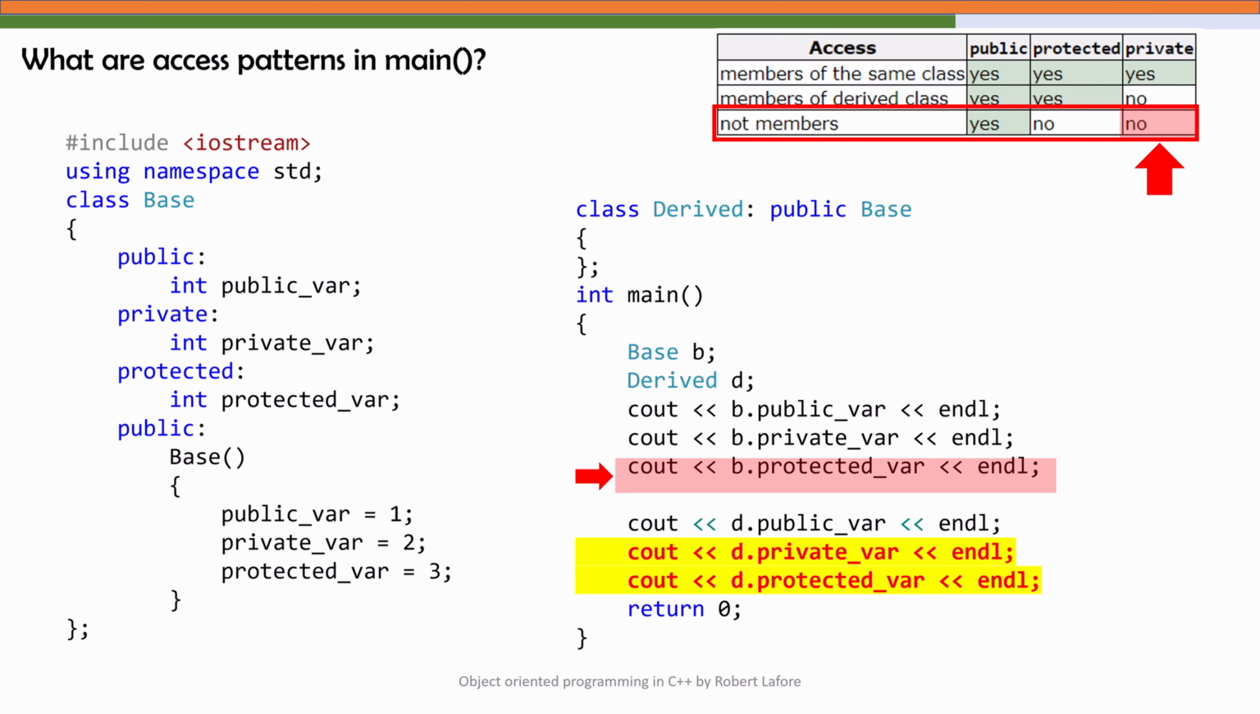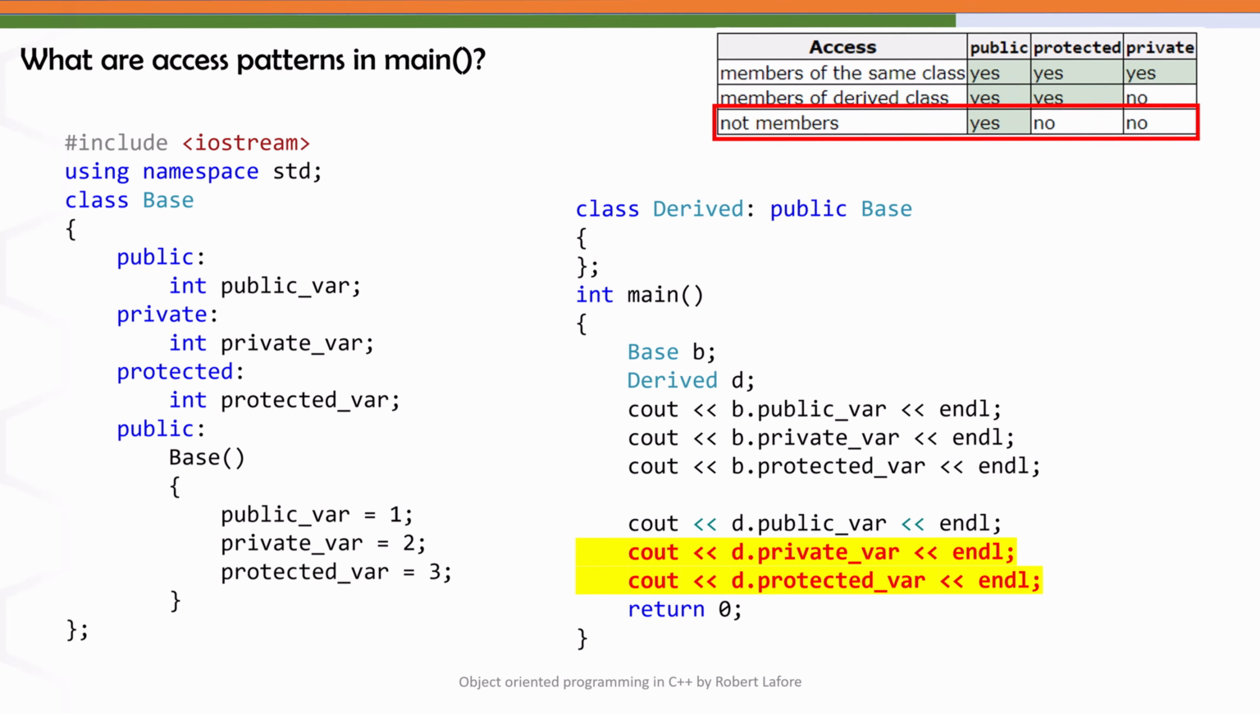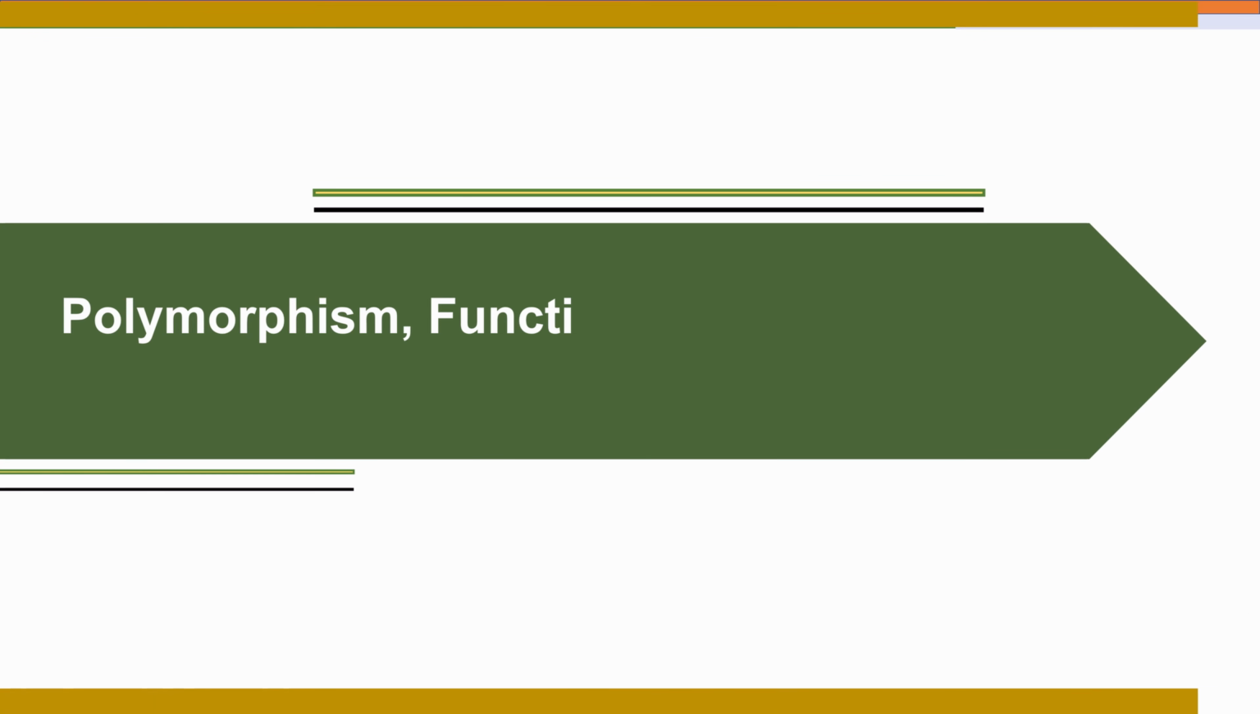Next, see what happens when we try to access the protected variable. This also results in a compiler error. Even though the protected variable was accessible in the derived class, from the outside, a protected member is not visible. So as the main function is an outside function, when main tries to access protected variables using both b and d objects with cout statements, both will fail to compile.